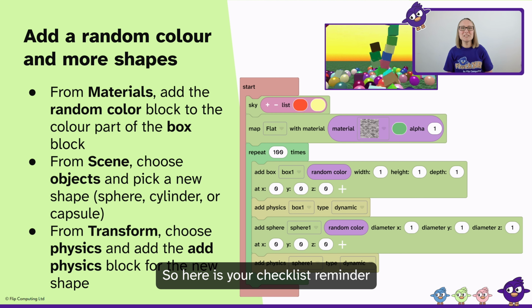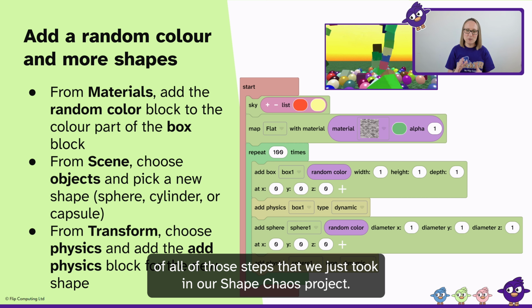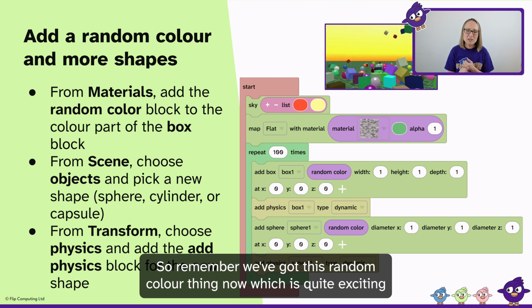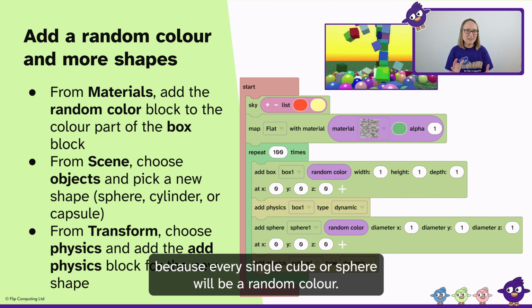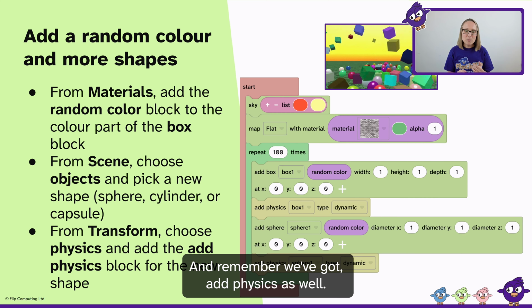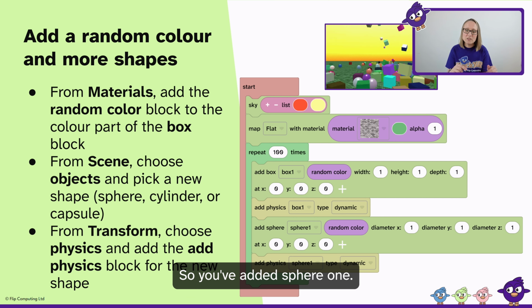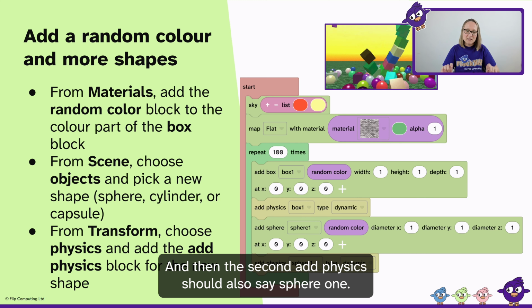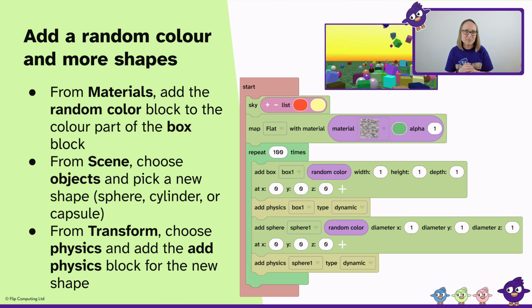Excellent. So here is your checklist reminder of all of those steps that we just took in our Shape Chaos project. Remember, we've got this random colour thing now, which is quite exciting because every single cube or sphere will be a random colour. And remember, we've got add physics as well. So make sure when you did it the second time that it's adding it to sphere one. So you've added sphere one, and then the second add physics should also say sphere one. So just check those names are the same if it's not quite working for you.